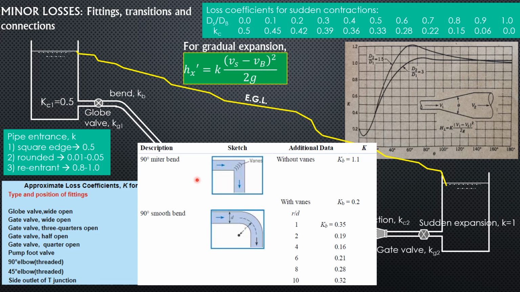Then for other fittings, we have the 90-degree miter bend with vanes. Without vanes, K is 1.1. With vanes, it is lower. We also have the 90-degree smooth bend like this, with the ratio of the radius of curvature to the diameter of the pipe. With vanes, 0.2. If the ratio is 1, then 0.35, and then 0.19. But don't worry again, because it will be provided in the problem.